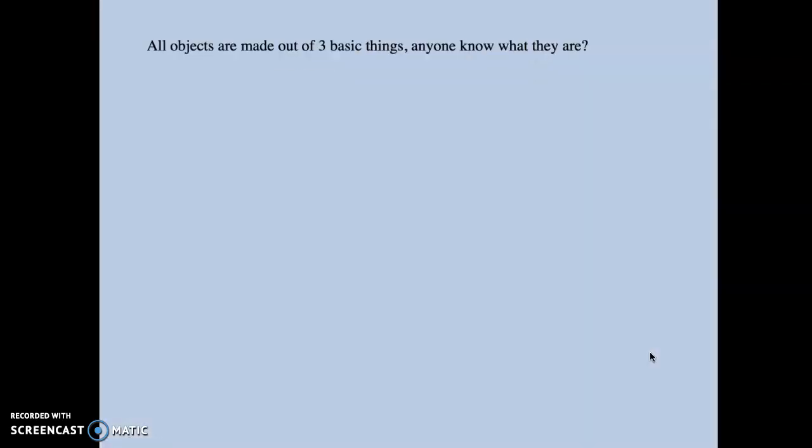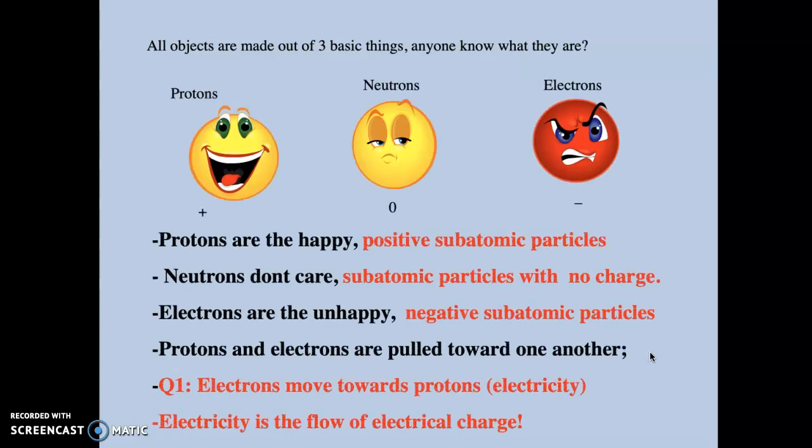So all objects are made of 3 basic things, and we should know what these are because we literally just reviewed them. But this is going back to our first unit, so now you can see a connection between our physics and our chemistry. So we have protons, neutrons, and electrons. Protons are those happy or positively charged subatomic particles. They're big. Neutrons are neutral. They have no charge. They are also big. Electrons are negative. They are small, and they move.